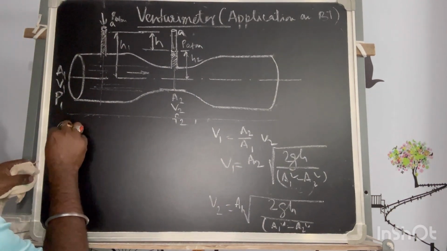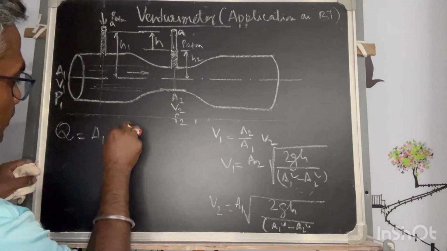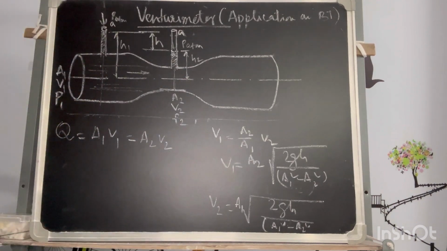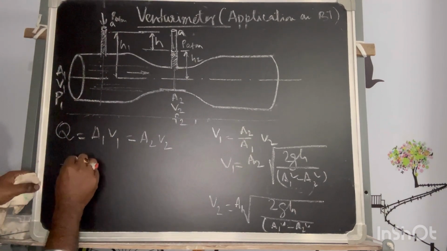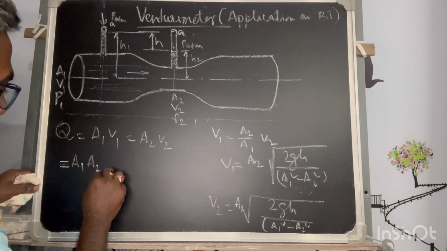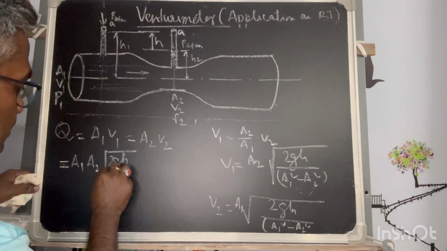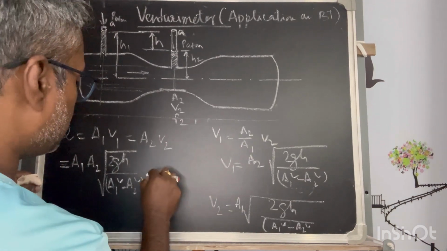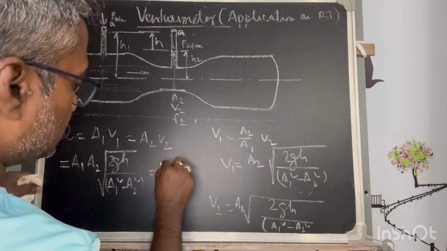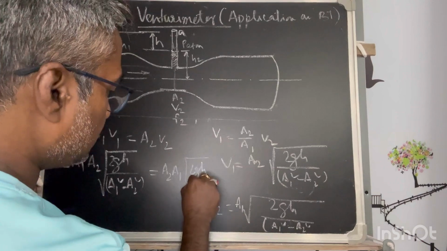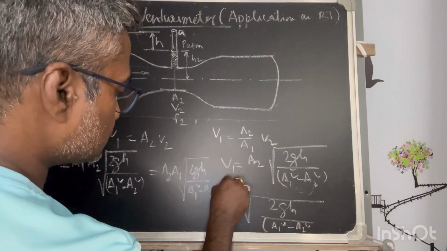Now volume flow rate Q is equal to what? A1 V1 at this point or A2 V2 at this point. Both are the same. So if I put the V1 value here, A1 into V1 is equal to A2, so A1 it will come, and along with that 2GH upon A1 square minus A2 square will come. Otherwise, if I put A2 into V2, that will give the same result: 2GH by A1 square minus A2 square.